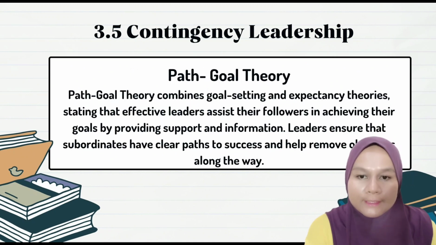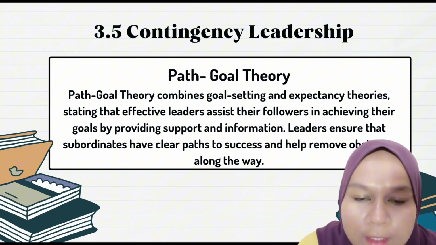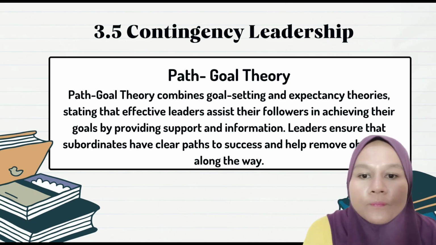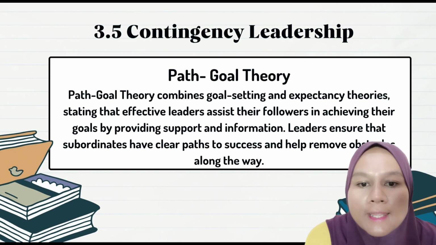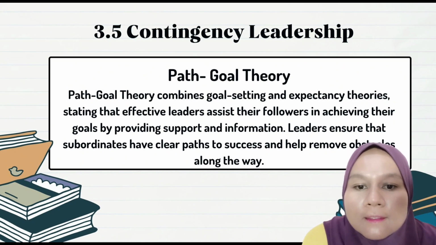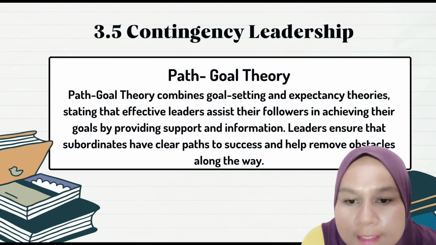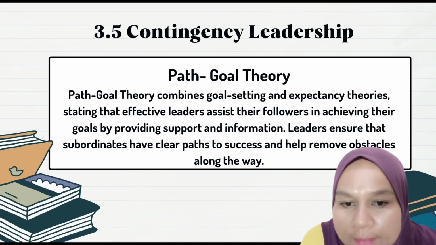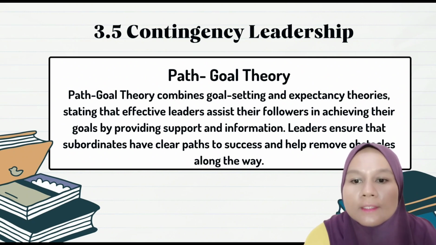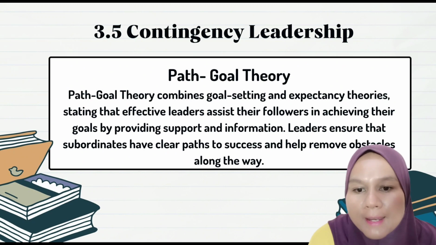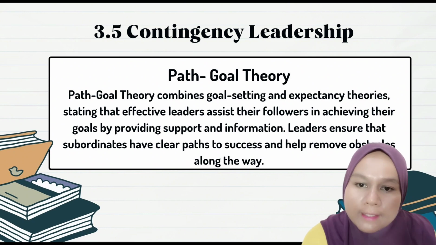Okay, number 3, path-goal theory. Path-goal theory combines goal setting and expectancy theories, stating that effective leaders assist their followers in achieving their goals and providing support and information. Leaders ensure that subordinates have clear paths to success and help remove obstacles along the way.